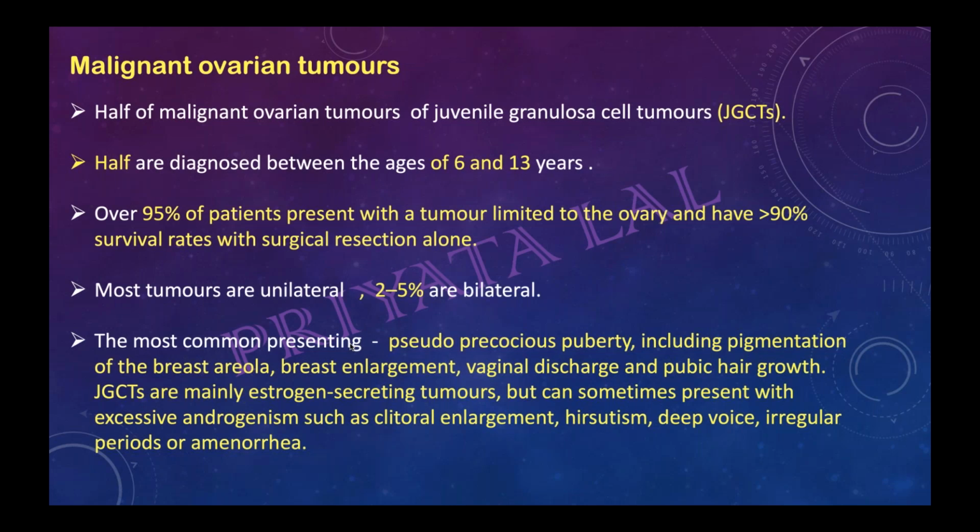So what can the patient present with? Pseudo precocious puberty, hyperpigmentation of breast areola, breast enlargement, vaginal discharge, pubic hair growth. Usually these are estrogen secreting, but sometimes excessive androgen is also present. If excessive androgen is there, then there could be clitoral enlargement, hirsutism, deep voice or irregular periods or amenorrhea.